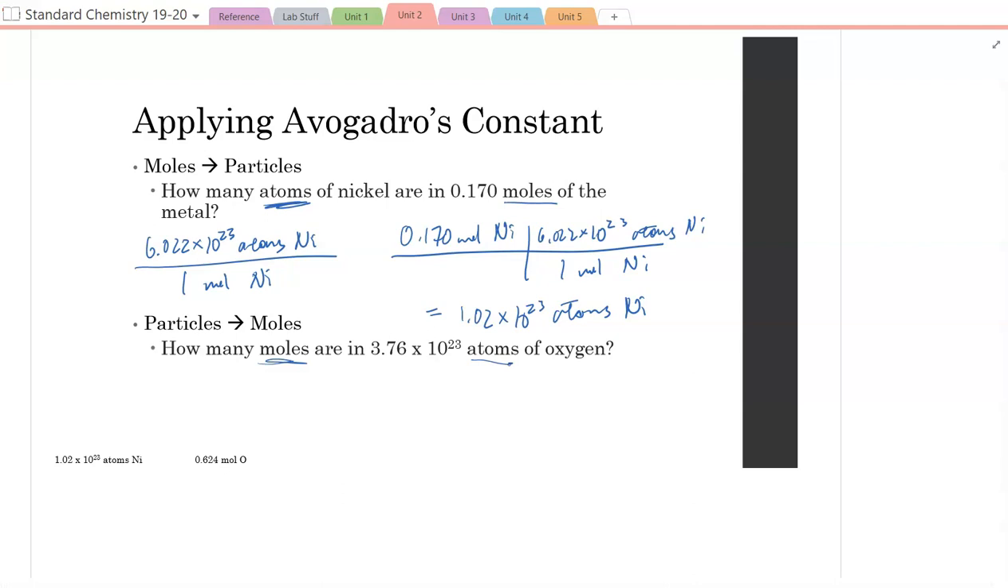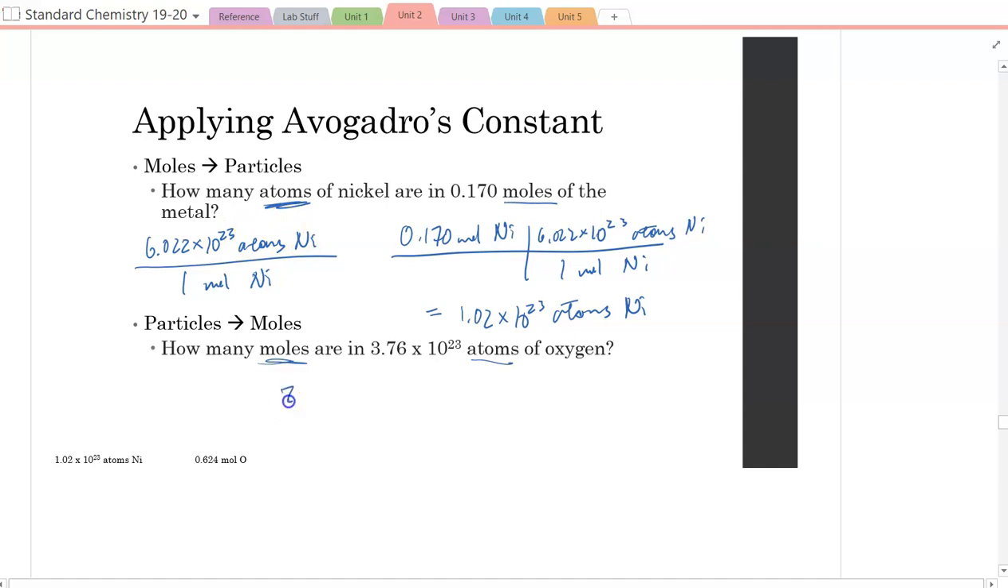Apply Avogadro's constant. Now, I'm not going to rewrite this conversion factor up here because, frankly, if you notice, I didn't have to look at the periodic table. That relationship, Avogadro's constant, is not specific to an element. It's just, broadly speaking, a number of particles. So when I have oxygen, it doesn't change the value that might be applied to nickel. Because, again, a mole is just a group of particles.